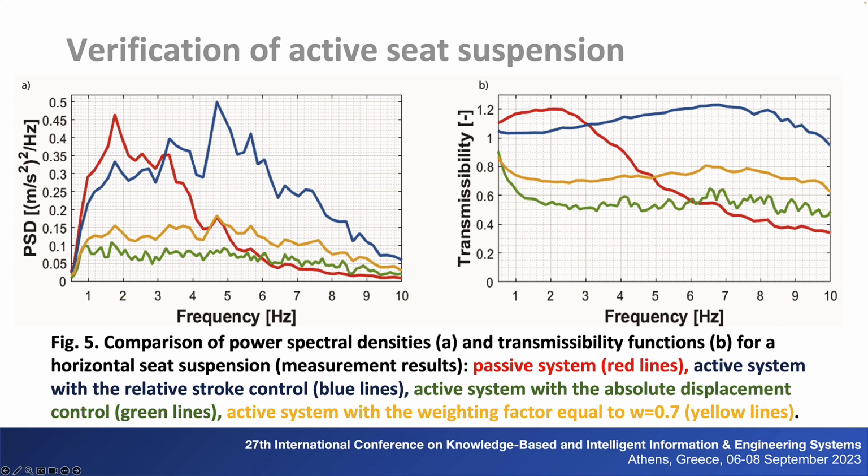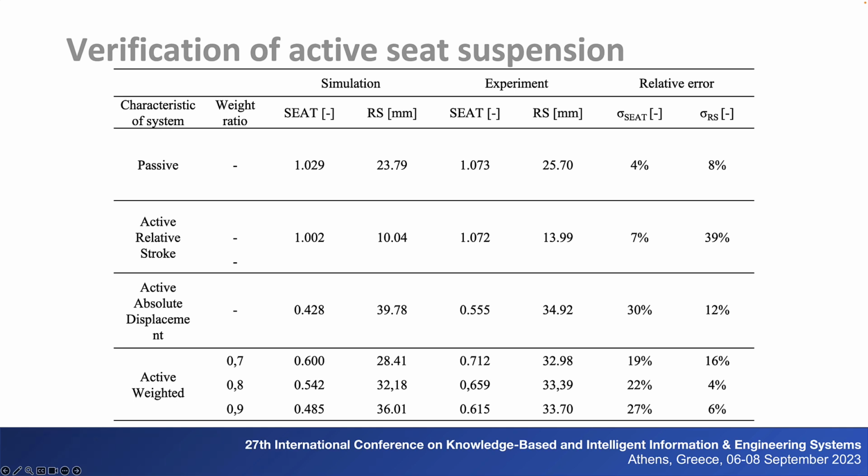As in the simulation, the best performance in vibration reduction occurs when the minimal absolute displacement, green lines, is chosen as the control objective. A compromising solution corresponds to the weighting factor of W = 0.7, and the transmissibility function of such a system is located in between the other configurations of an active seat suspension, yellow lines. As shown in the table, the maximum relative error between simulation and experimental results approaches 39% in terms of the relative stroke, RS, and 30% in case of the seat factor.